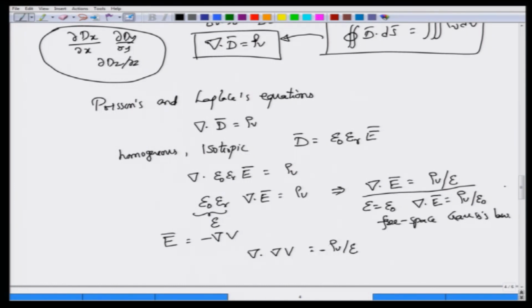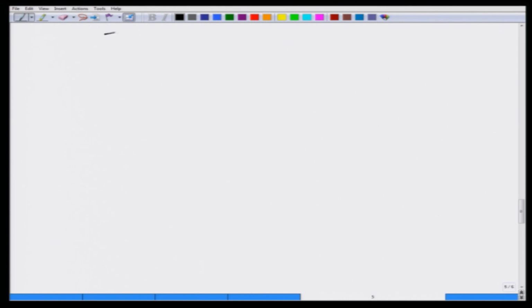The quantity that we have written here, del dot gradient of V, comes up very often in electromagnetics and in other areas. That is actually called the Laplacian. This is also an operator, and in Cartesian coordinate systems it is very simple. What is gradient of V? Gradient of V is a vector. That will be x hat del V by del x plus y hat del V by del y plus z hat del V by del z.